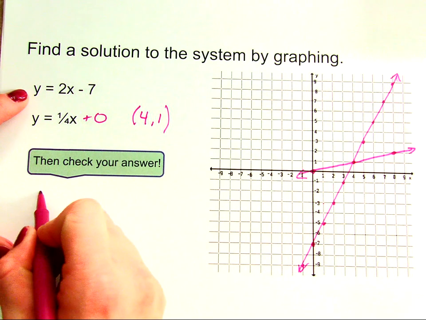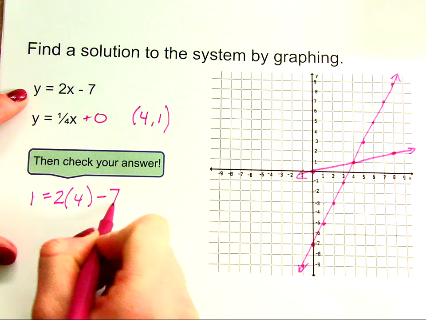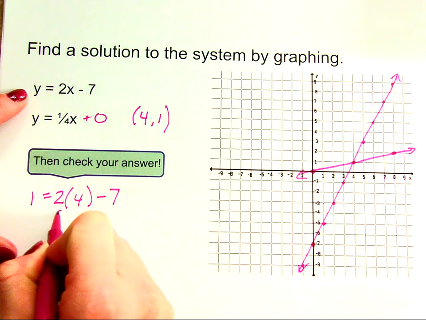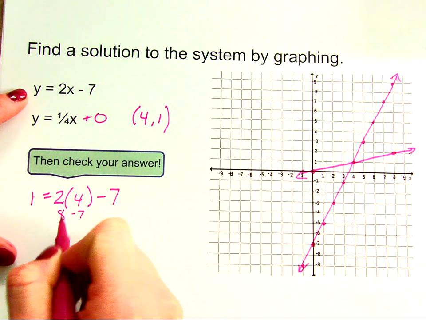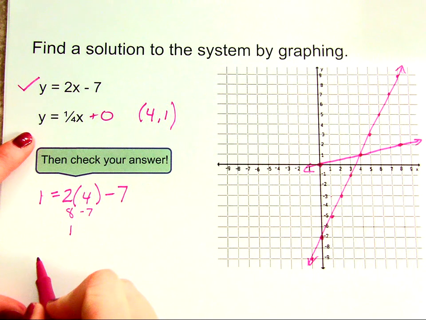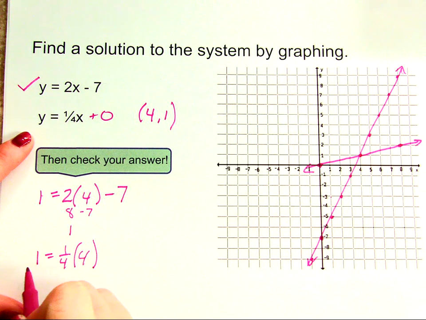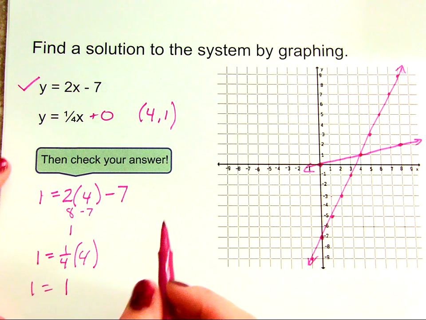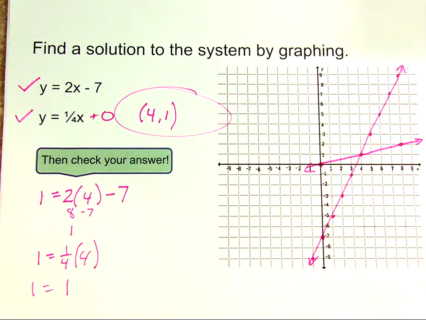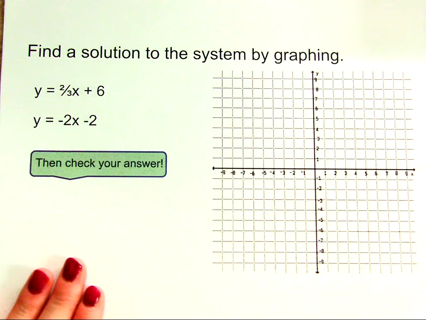So this first equation, y is equal to 2 times x, subtract 7. 2 times 4 is 8, subtract 7, which is 1. So my first equation works. Second equation, 1 is equal to 1/4 times 4. So that simplifies to 1 is equal to 1. There's my answer. Pause the video and try this one.